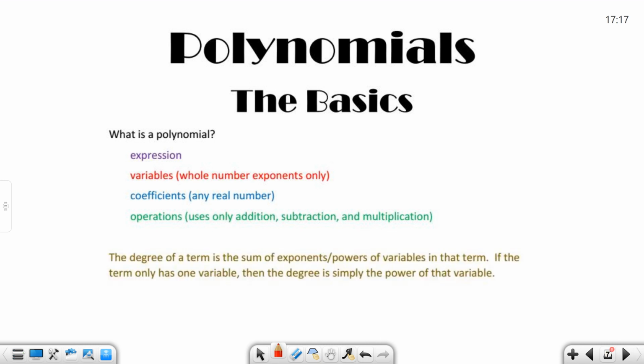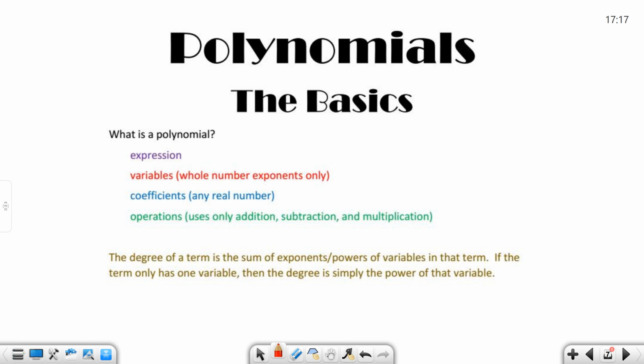Right? The degree of a term is the sum of the exponents or the powers of a variable in that term, or the variables. If the term only has one variable, then the degree is simply the power of that variable, and that's actually what we're going to talk about in this video. I have a few examples of the other ones, but the main idea is going to be a single variable.